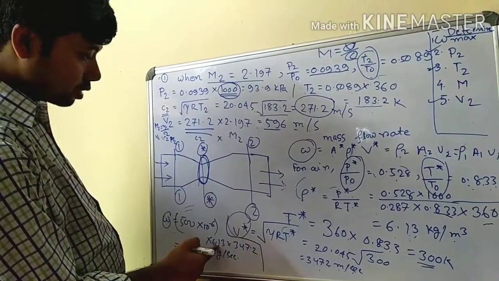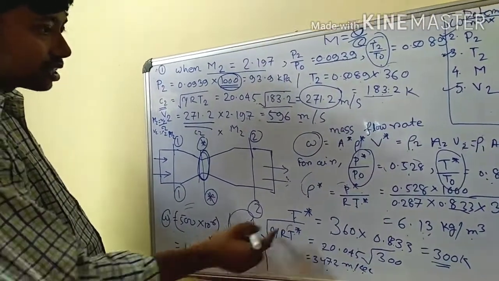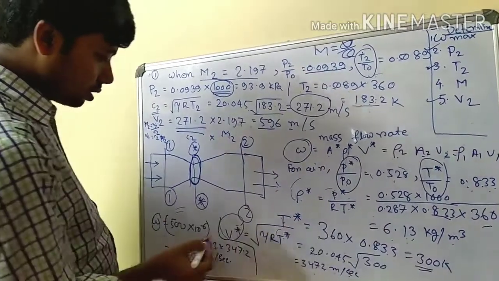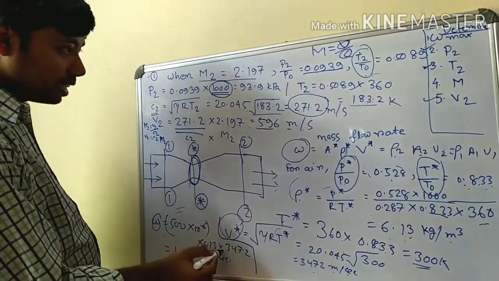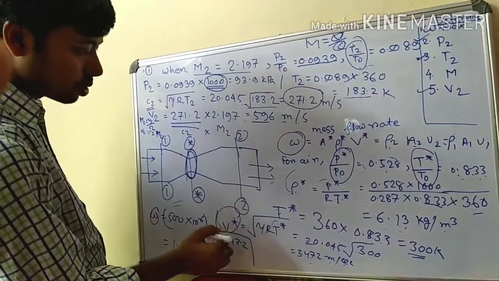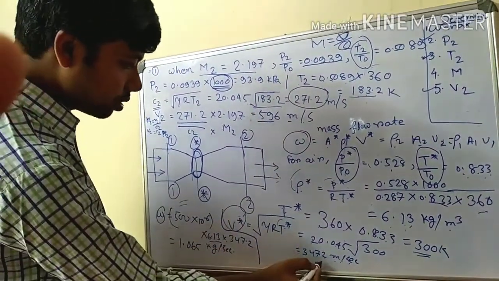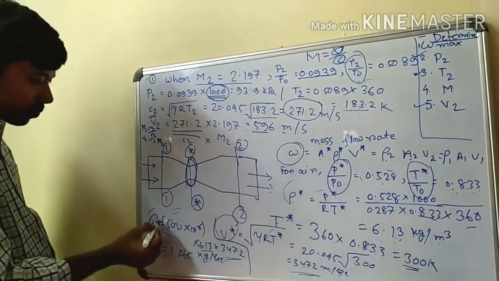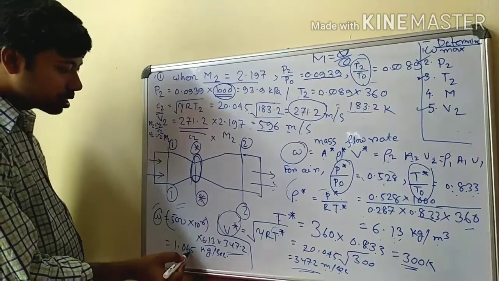And 6.13 is basically rho star. So this is the rho star. Just put 6.13 into V star. V star means velocity at the throat section. That is basically your 347.2 here. So the maximum mass flow rate is 1.065.